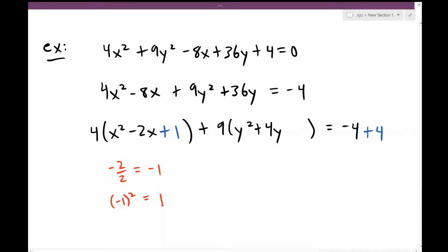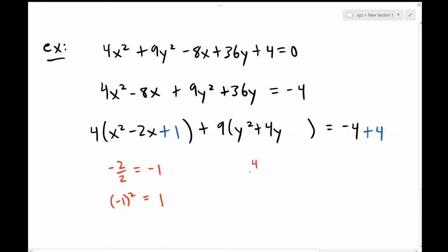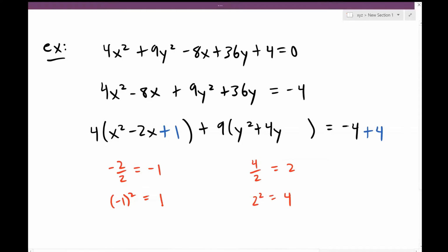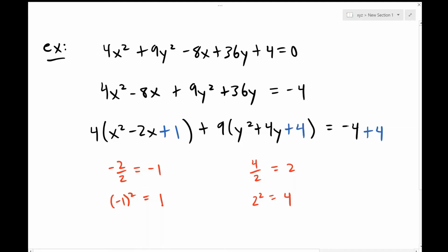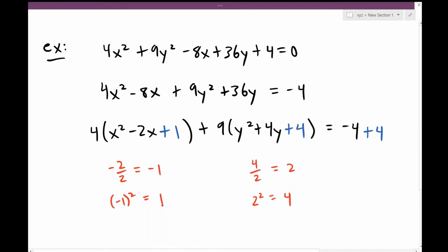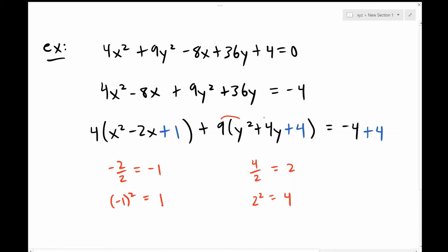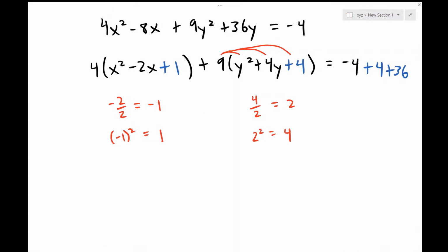For the y terms, we follow a similar pattern. I complete the square by first taking half of my coefficient of y, so half of that would be 2, and then again we square the result, which gives us 4. So inside here I will need to add 4 in order to complete the square. But again, just like with the x terms, this 9 needs to be distributed to each of the terms in the parentheses, which means that we've really added 9 times 4, so we've added 36. And that needs to be added to the other side as well. So for the most part, it's the same as what we did with circles, but there is this extra thing of keeping track of the numbers that we factor out before we complete the square.